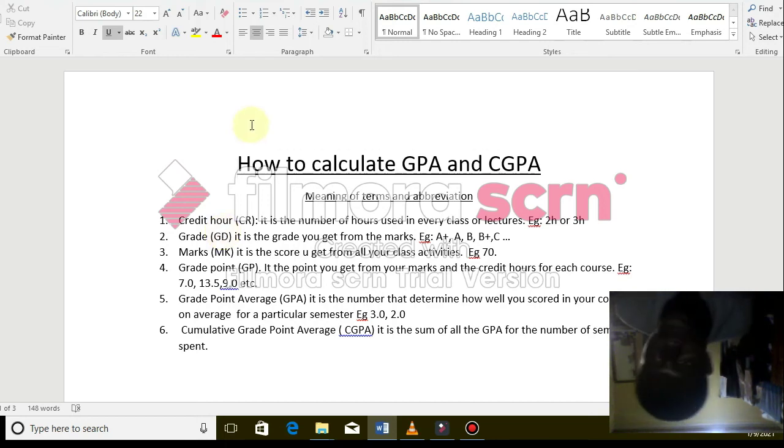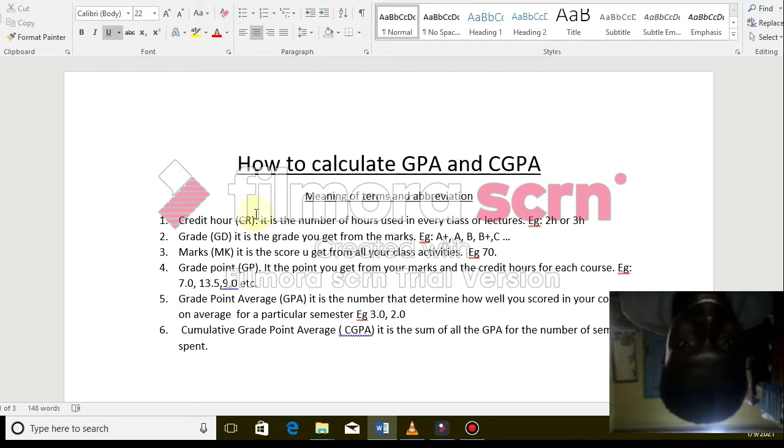Okay, then the next one is the grade, which is the alphabets that are used to represent the grade that we get. So it can be A plus, B, C plus, and so on. So that is the grade that is awarded to every mark that you get.